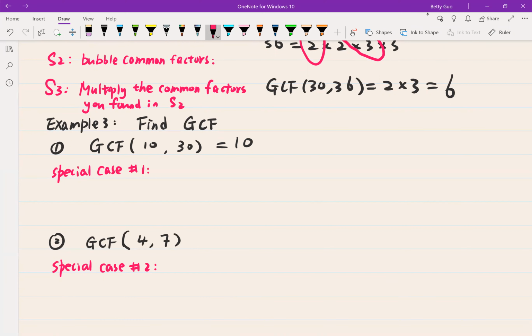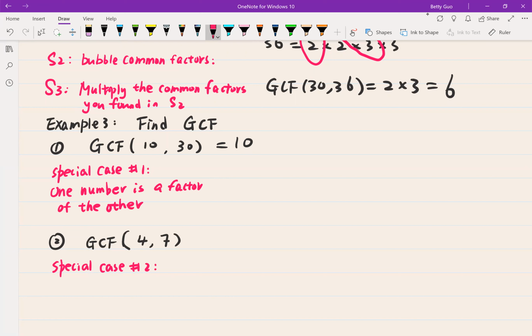10 and 30: 10 is a factor of 30. 30 is a multiple of 10. So the GCF is the smaller number, 10. Let me explain why. Because 10 is the biggest factor of itself. 10 is also a factor of 30. That makes 10 the biggest common factor of the two numbers. Let me write down what special case number 1 is. One number is a factor of the other.